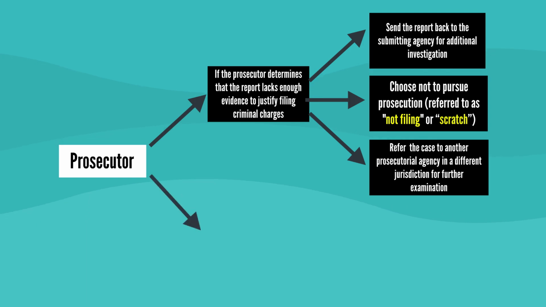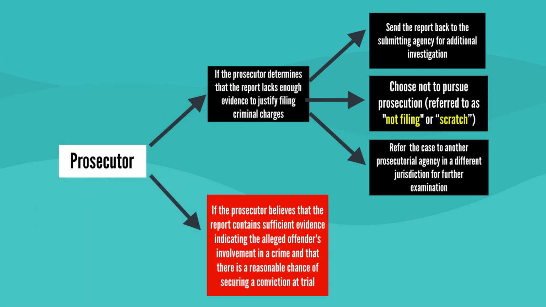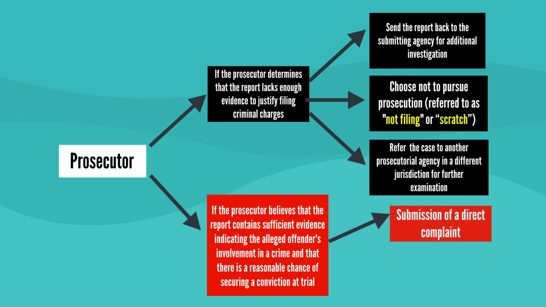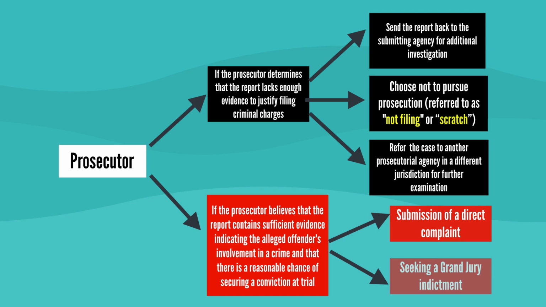On the other hand, if the prosecutor believes that the report contains sufficient evidence indicating the alleged offender's involvement in a crime and that there is a reasonable chance of securing a conviction at trial, the prosecutor will take the step of filing formal criminal charges. This can be done through the submission of a direct complaint and/or by seeking a grand jury indictment, both of which represent an official initiation of the criminal charging process.